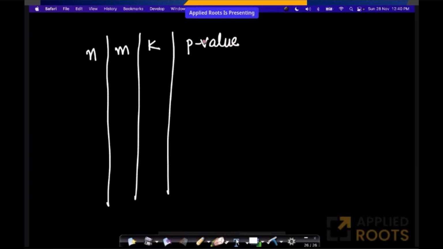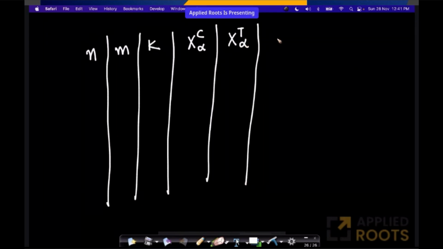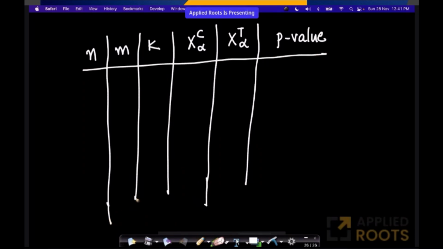Oh, there is another thing. What is the alpha value? When I say alpha value, xc is alpha value. Alpha here is not the significance level, it is the parameter of the Pareto distribution. So xt is alpha value. And then we will compute the p-value. Let's just fill this quickly. It doesn't take much time. Running this code takes literally 10 seconds.